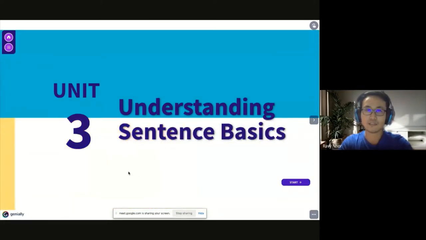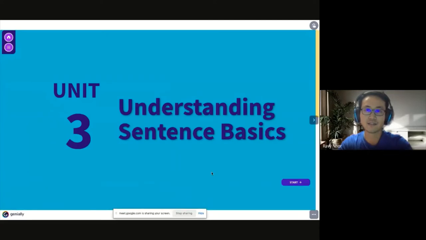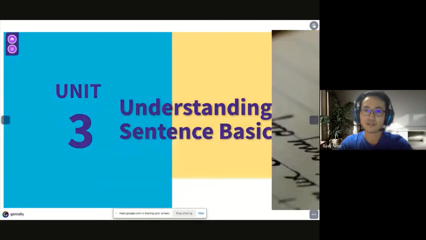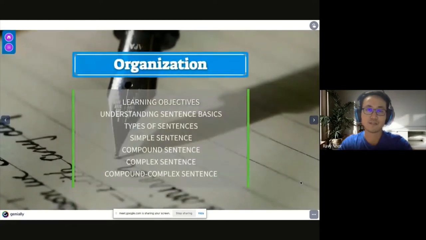Okay, so unit 3, understanding sentence basics. Let's start. Look at the contents. We have the learning objective, understanding sentence basics. Actually, it's understanding parts of the sentence, and then we're going to learn the types of sentences. It includes simple sentence, compound sentence, complex sentence, and compound-complex. The most important part of this lesson covers the types of sentences.